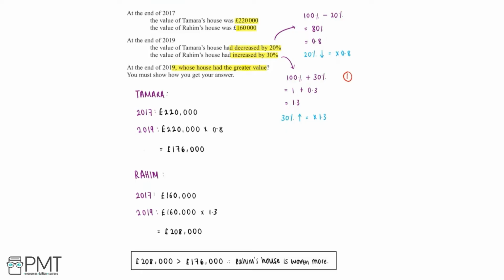We get the second mark for finding out how much Tamara's house was worth at the end of 2019. We get the third mark for finding out how much Raheem's house was worth at the end of 2019. And we get the fourth and final mark for concluding that £208,000 is greater than £176,000, and so Raheem's house was worth more at the end of 2019, allowing us to get the full 4 marks needed in this question.